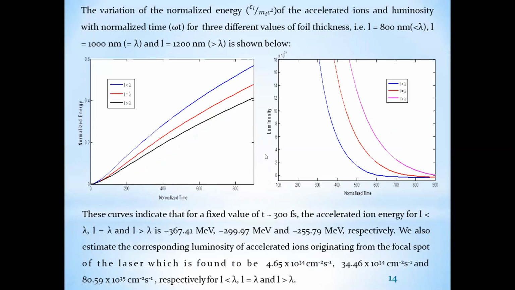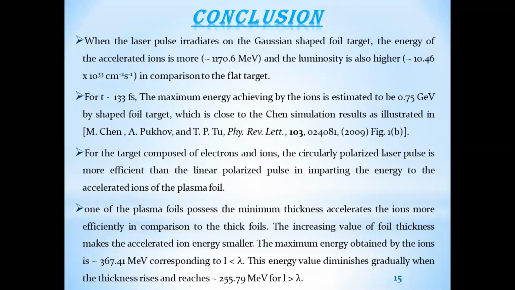And these are the results for the energy and luminosity for different target foil thickness, which are comparable with the laser wavelength. For these values, we have obtained 367 MeV, 300 MeV, and 250 MeV, and the corresponding luminosity is found in the order of 10^34 per centimeter square per second.